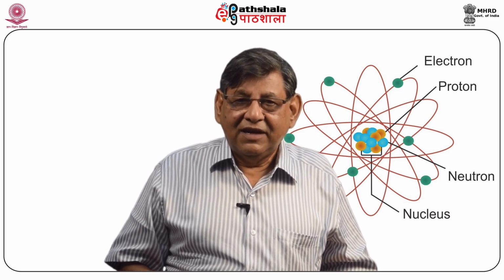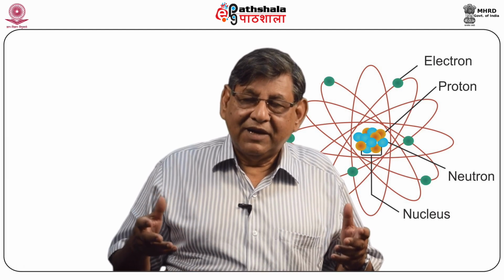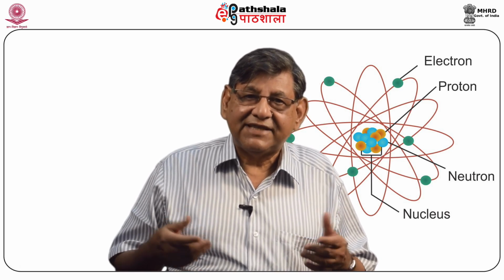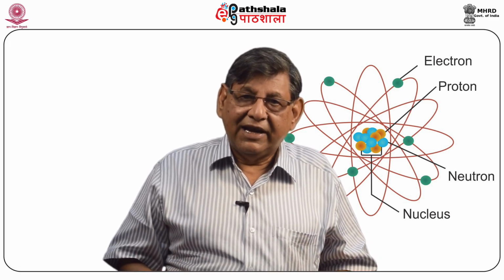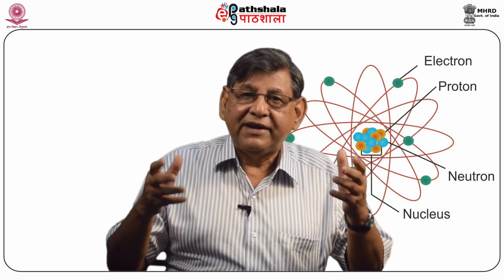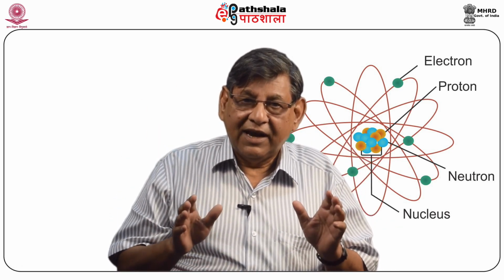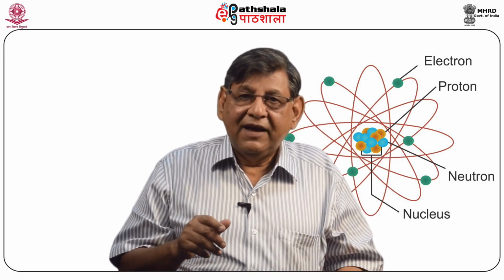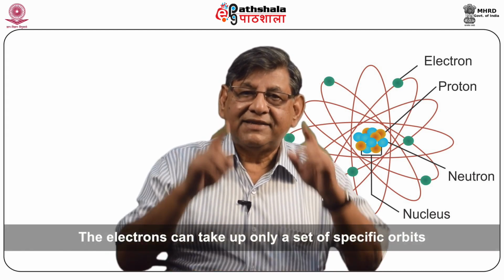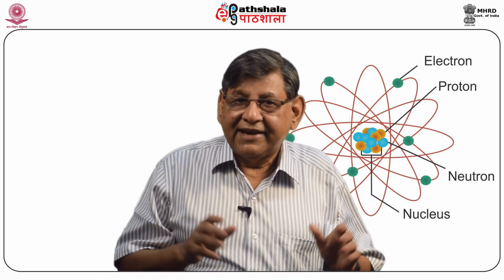As an introduction, I would like to mention that the planetary motion about the sun is based on Newton's laws. The same is the case for satellites, which go around the Earth. A planet or a satellite can move around any orbit around the sun. All orbits are allowed. But in the case of an atom, for example the hydrogen atom, the electrons can only take up a set of specific orbits. It cannot just take up any orbit like a satellite around the Earth.